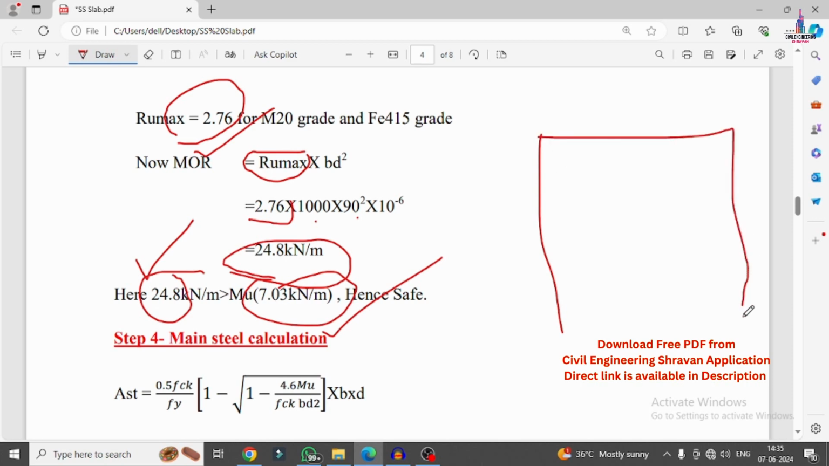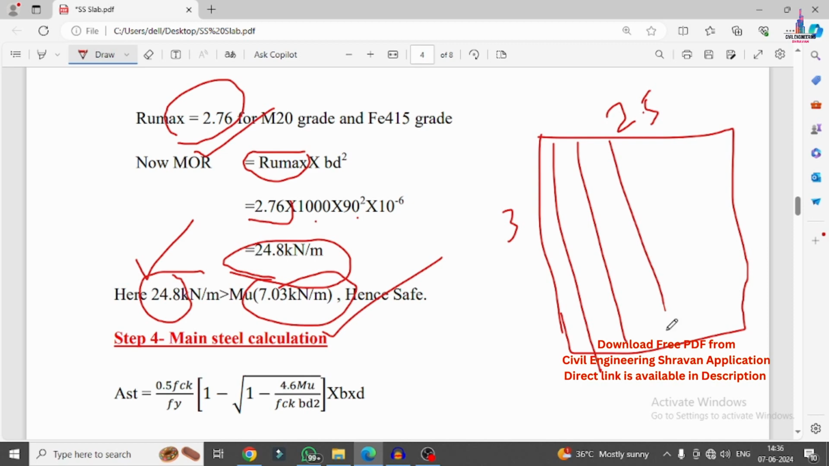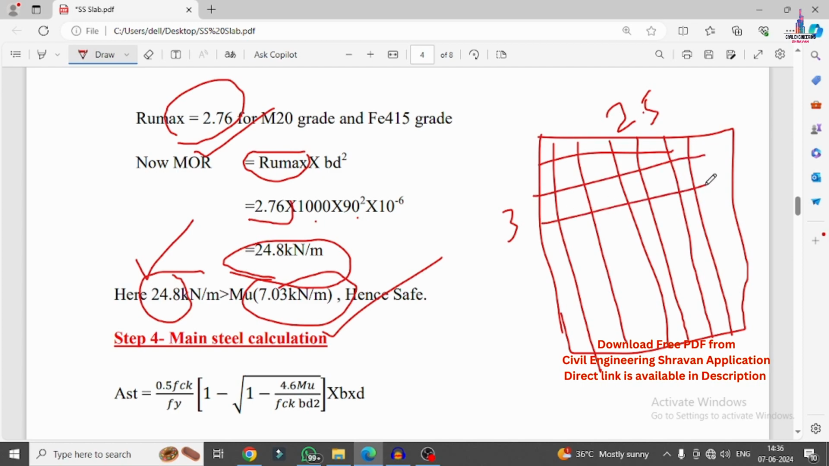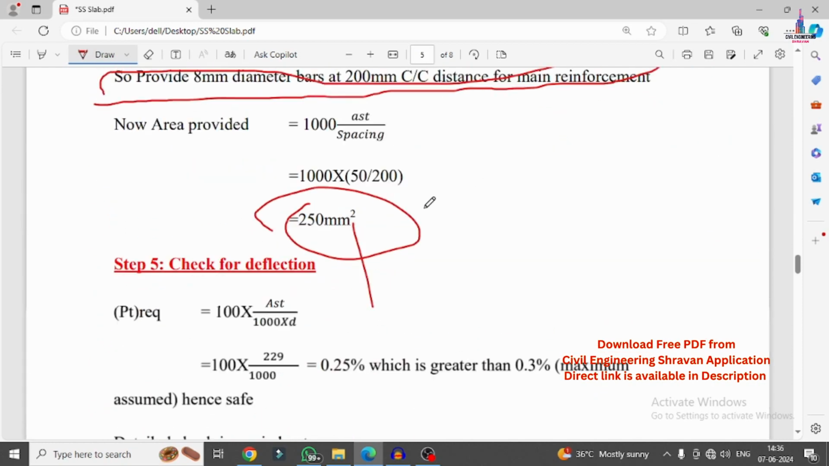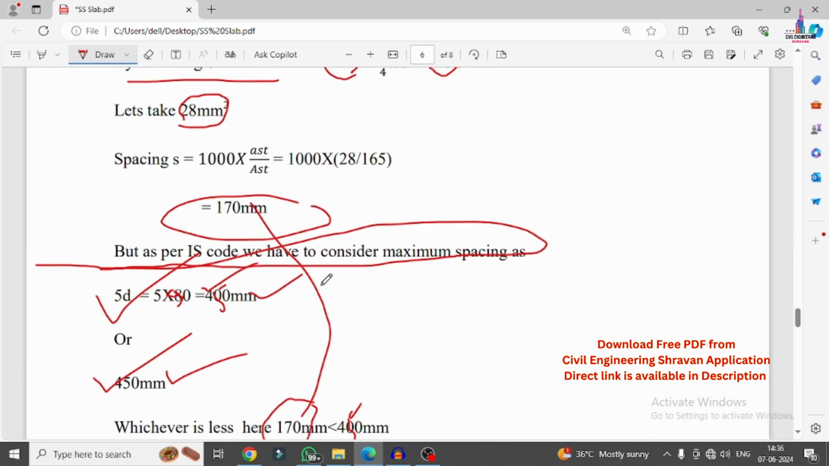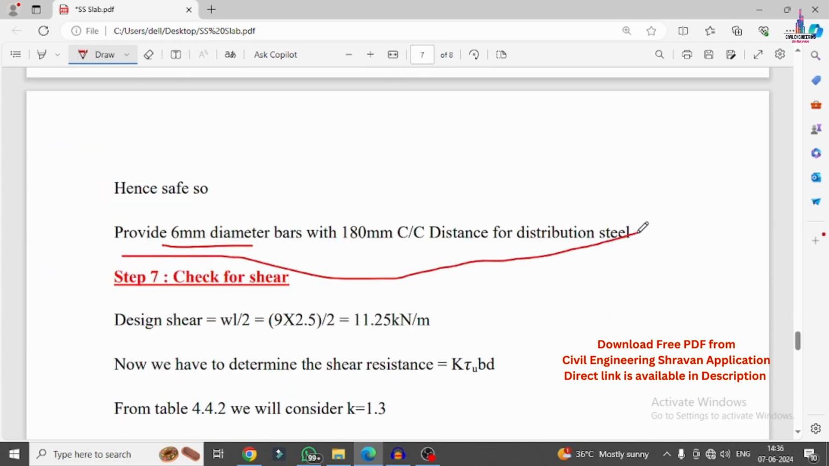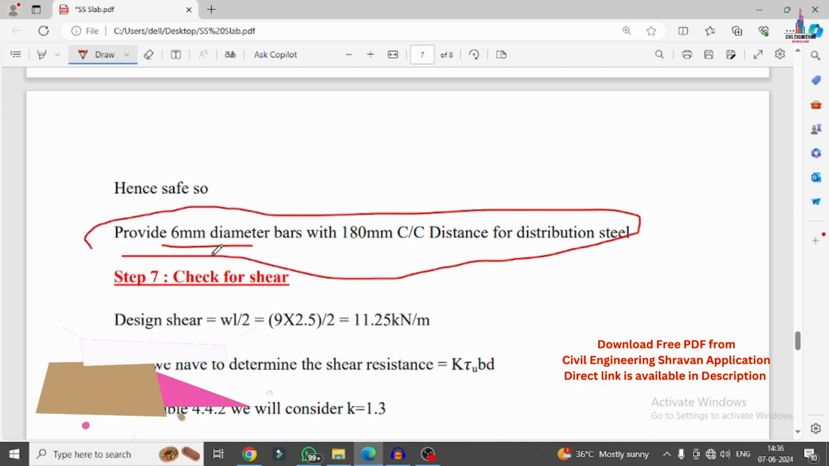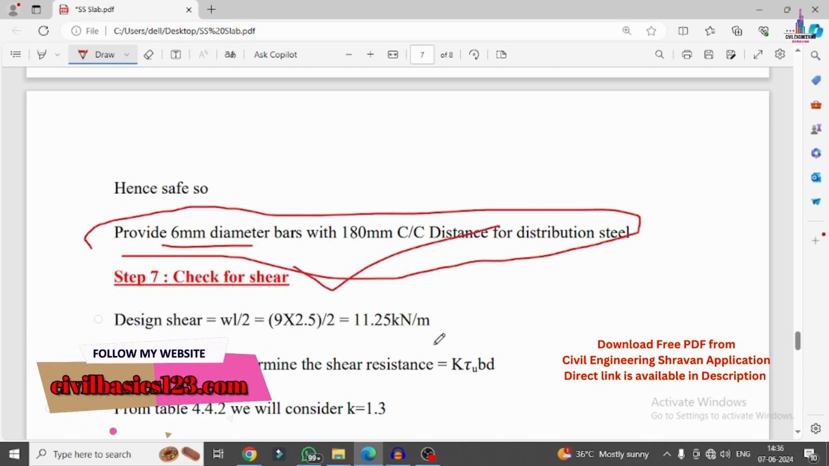Okay. So now we can see, if you take the slab section for this particular panel of 2.5 meter and 3 meter, we have to provide the main bar consisting of approximately 8 mm diameter bars placed at 200 center to center distance. Again, we have to provide the distribution bar consisting of 6 mm diameter bars placed at approximately 170 center to center distance. Okay. So this is the area of the reinforcement provided for the distribution bar.